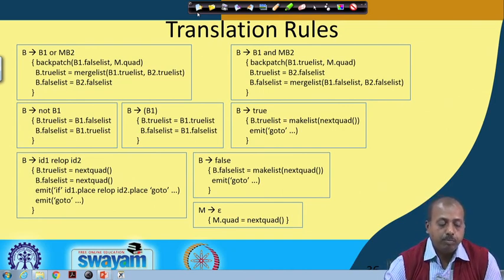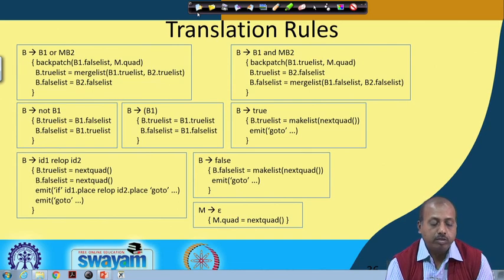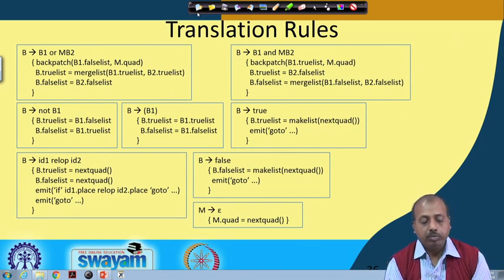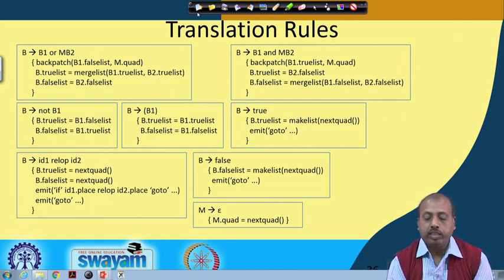Now, not of B1, B producing not of B1. So, B dot true list equals B1 dot false list, and B dot false list equals B1 dot true list. Similarly, B producing within bracket B1. So, the true list and false list remain unchanged.